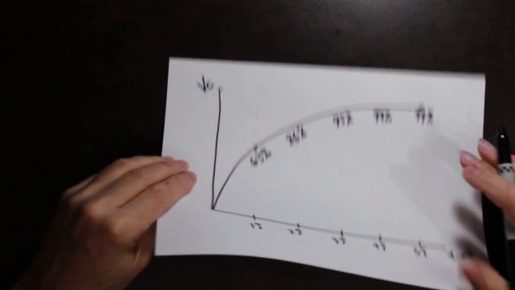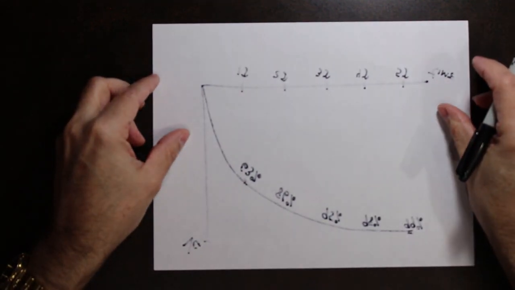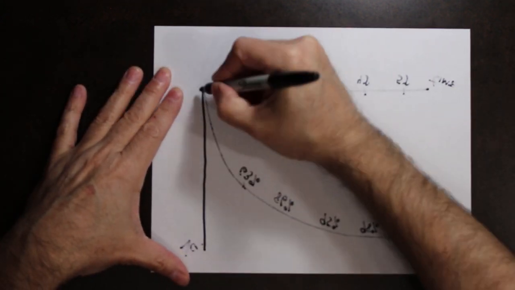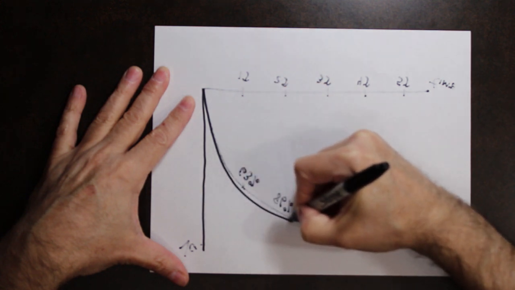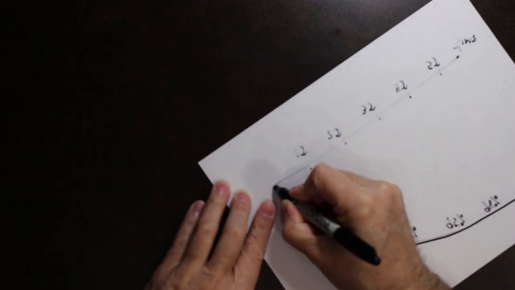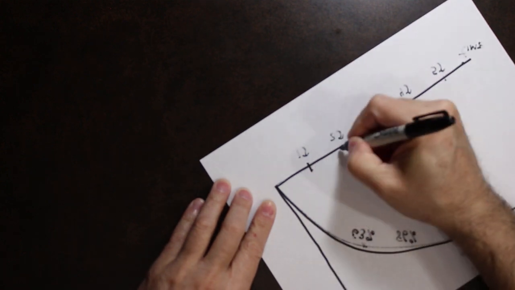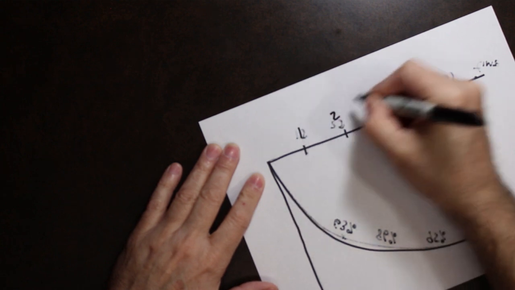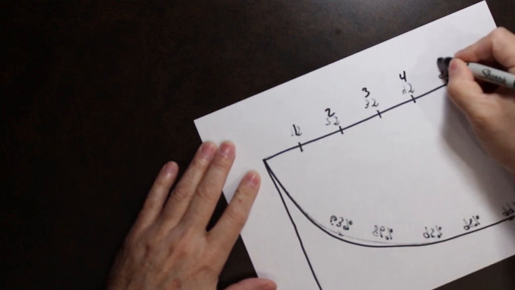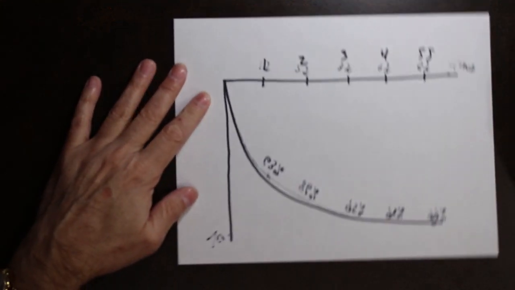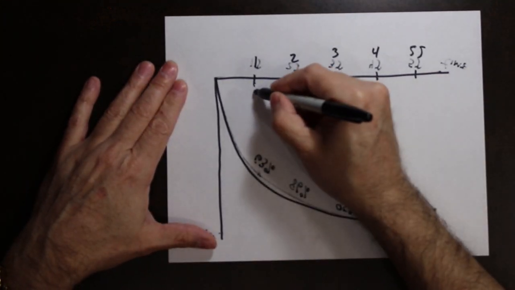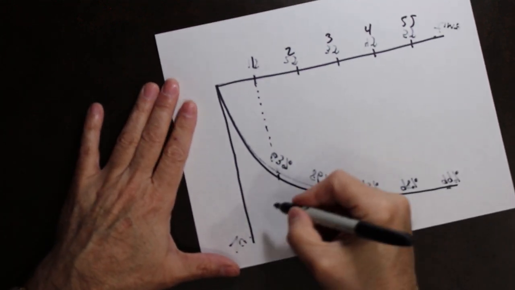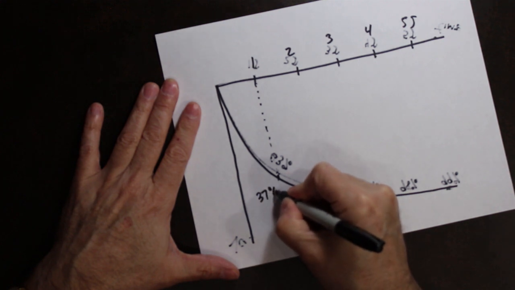Believe it or not, if I was able to flip that over, and I will just redraw these lines for you, more or less. So this is 1 tau, 2 tau, 3, 4, and 5 tau. After 1 tau of discharge, there is actually 37% left.